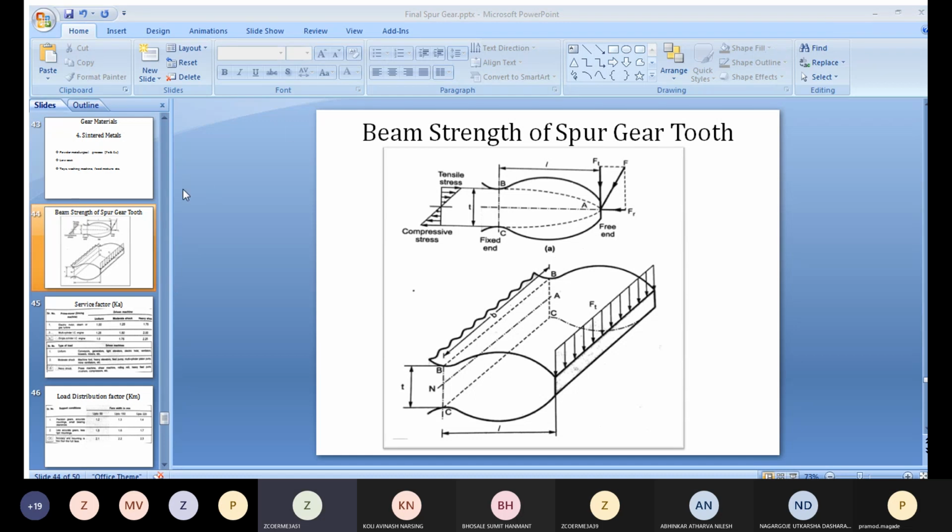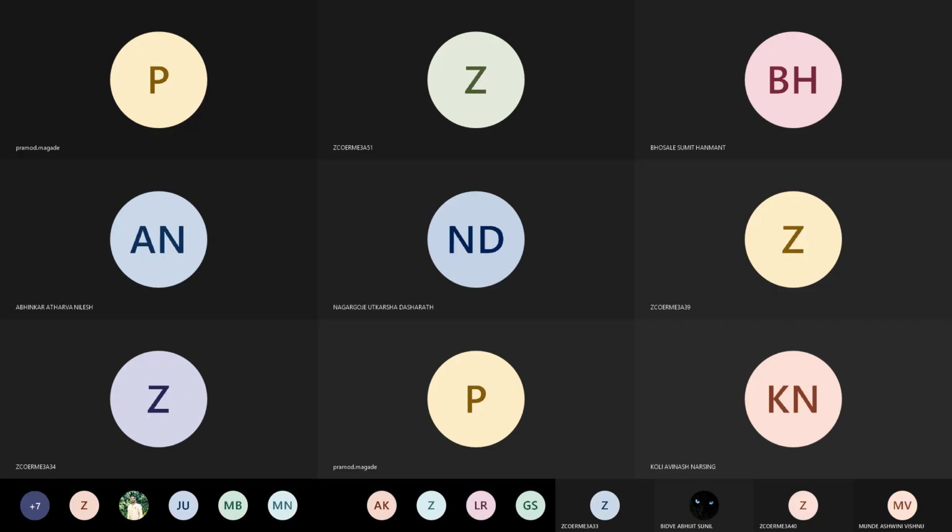So what is the third assumption? Neglecting stress concentration. Stress concentration is neglected. Clear? Have you written this? Yes, sir.